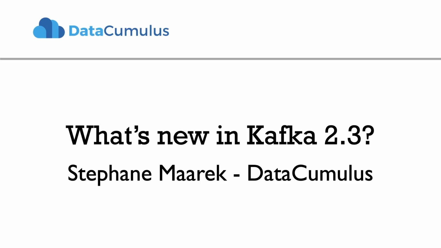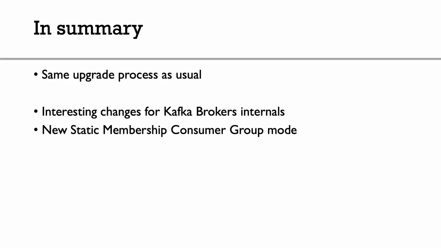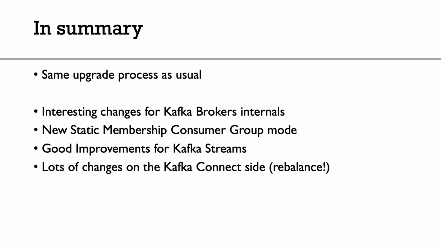All right, so let's get started about Kafka 2.3. We have lots of new changes ahead of us. In summary, the upgrade process is the same as usual, but we have some interesting changes for the Kafka Brokers internals. We will discuss the new static membership consumer group mode. There were some really good improvements for Kafka Streams in terms of the API, and we have an amazing amount of changes on the Kafka Connect side that I'm really excited about, including some rebalancing improvements. Finally, there's one Kafka security change you should know about if you're using the admin client.